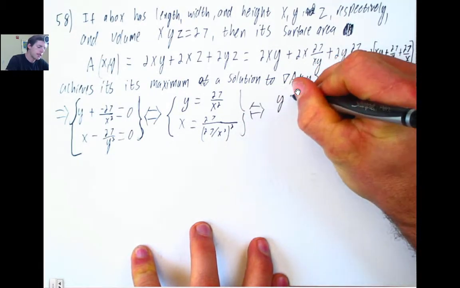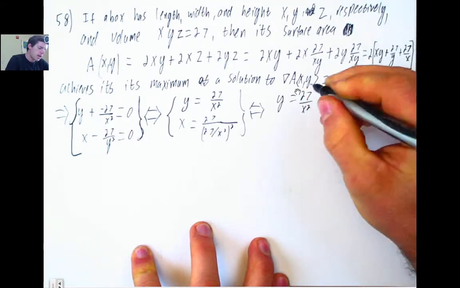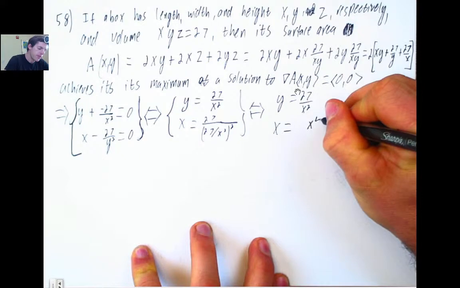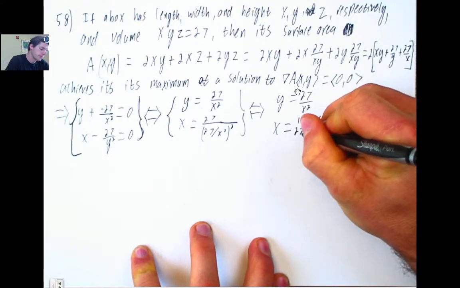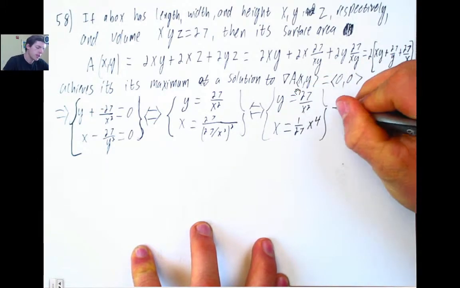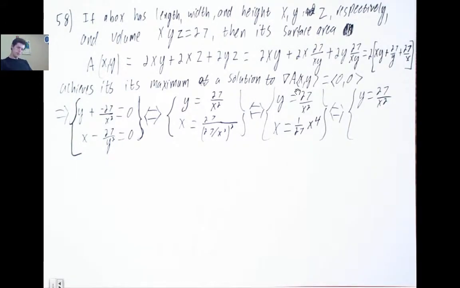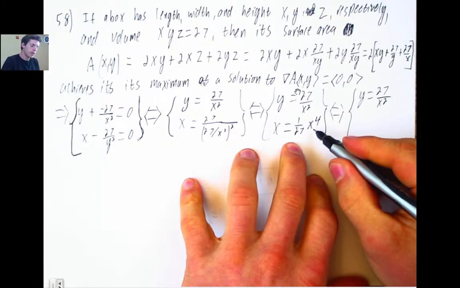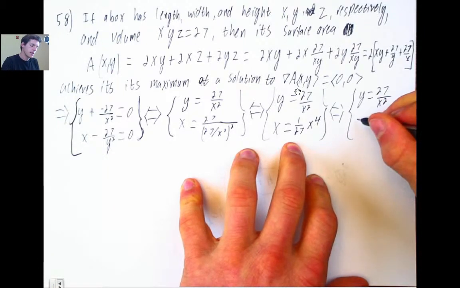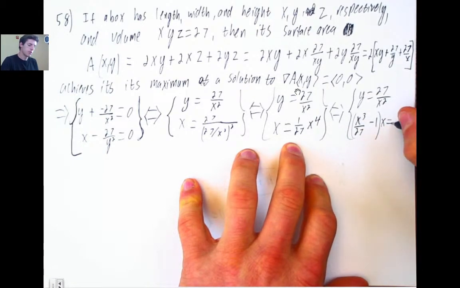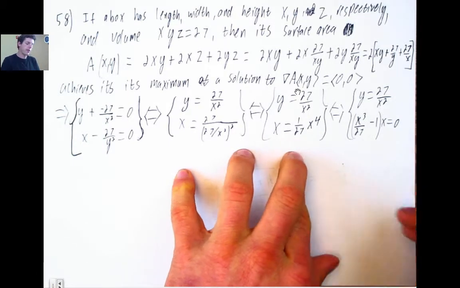Okay, so this amounts to the system of equations. y is 27 over x squared. And here, what do I have? x is, now turning that upside down, I'll have x to the fourth, and attached to that, I'll have 1 over 27. And once again, I'll leave that first equation as is. y equals 27 over x squared. And we'll move all of these terms to the same side to give me x to the third over 27 minus 1 times x is equal to 0. So see what I did? I moved this to the other side, and then I factored out an x.